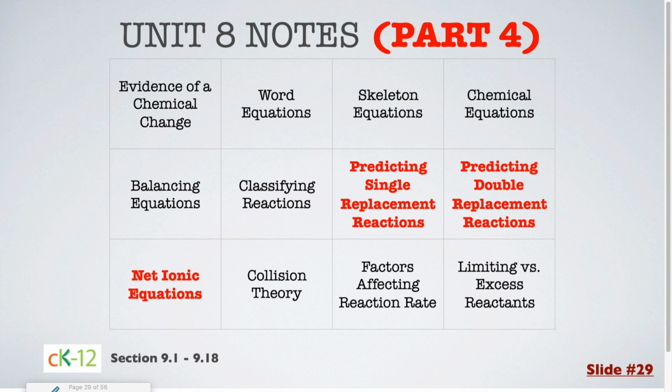So that concludes part 3 of our Unit 8 notes. In our next part, we are going to show how to predict the products for a single or double replacement reaction and also how to write net ionic equations.